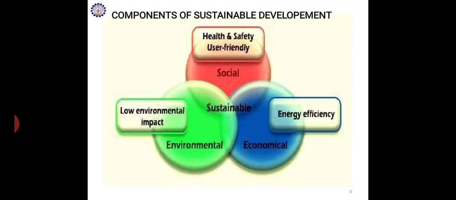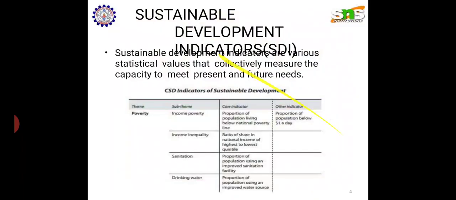The components of sustainable development are three major factors. One is social, that is society, which covers health, safety, and being friendly; then environment; then economic. All these three overlap in an area, and we call it sustainability. So we have to keep in mind energy efficiency, low environmental impact, and that it should be healthy and safe for the people, and user friendly also.